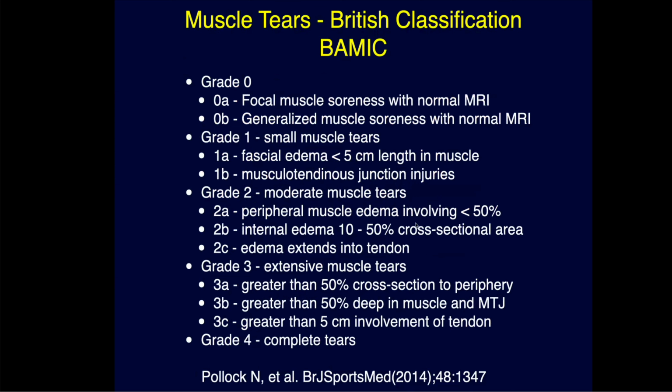You get peripheral muscle edema involving greater than 50% of the muscle, internal edema, cross-sectional area from 10 to 50%. And then 2C is edema extends into the intramuscular tendon, not the extramuscular, but the intramuscular tendon. And we'll talk about this a little bit at length. In grade 3, you have more extensive muscle tears, greater than 50% cross-sectional area, including the muscular tendinous junction, greater than 5 centimeters in length. And then grade 4 are the complete tears in this classification system.